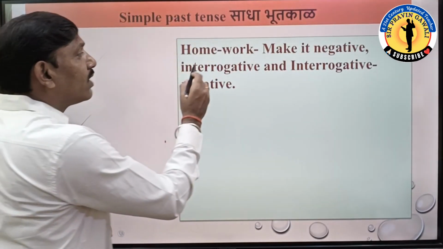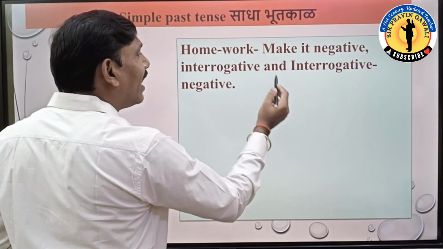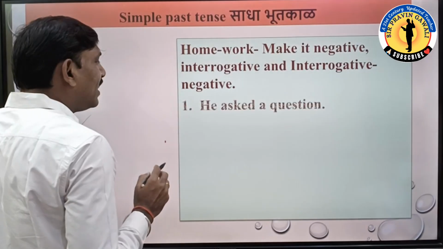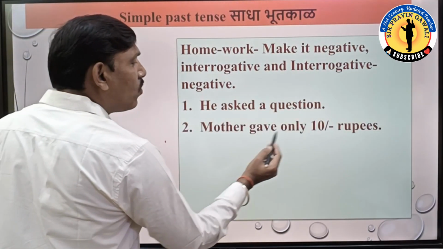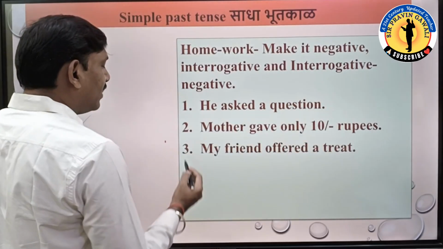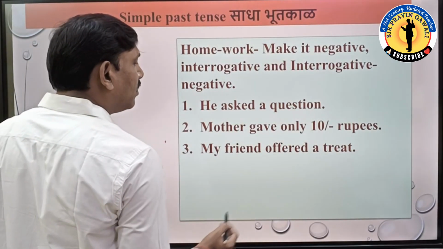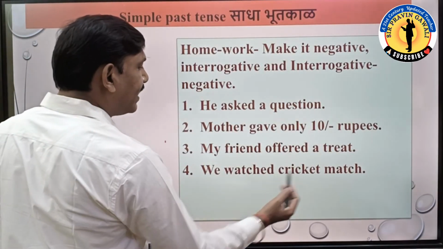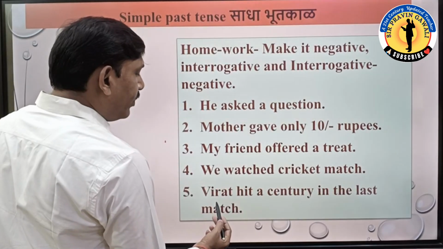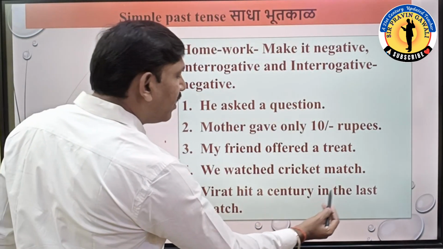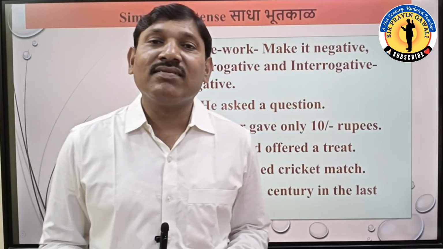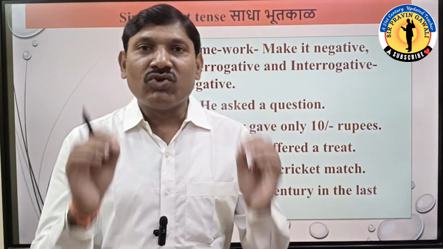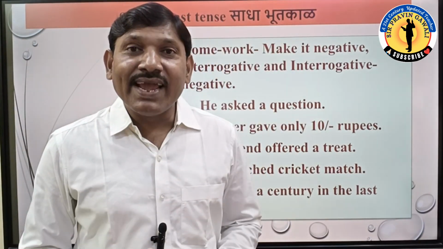Now, students, homework. Make it negative, interrogative, and interrogative negative. Quickly, I will tell you. He asked a question. The second one, mother gave only 10 rupees. The third one, my friend offered a treat. We watched a cricket match. Virat hit a century in the last match. So here I have given 5 examples and you have to make them negative, interrogative, and interrogative negative.